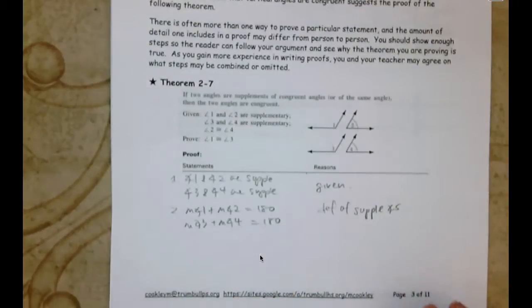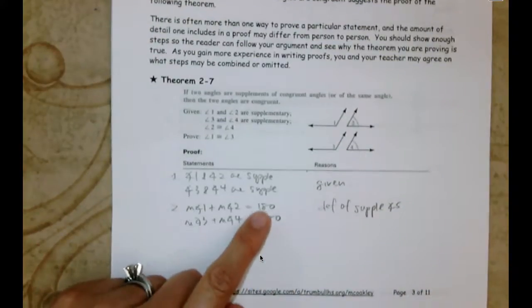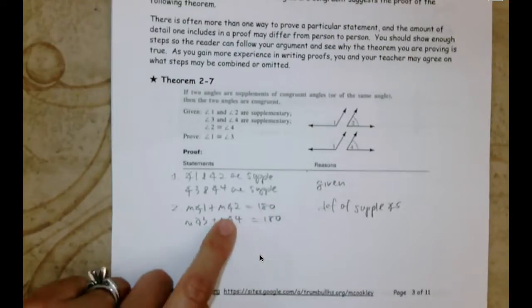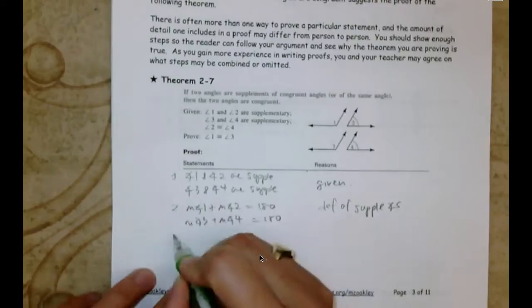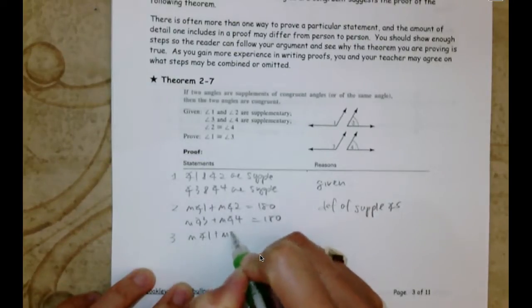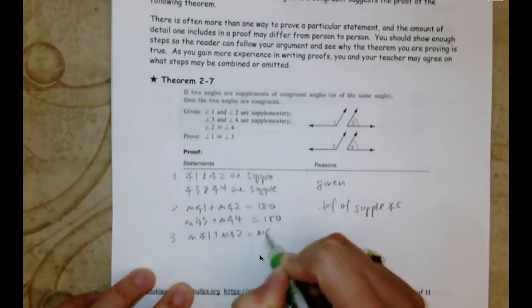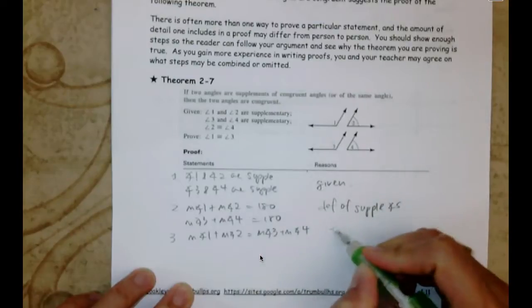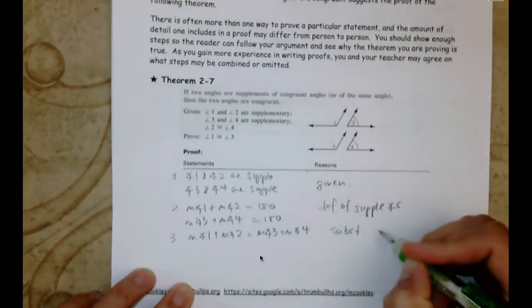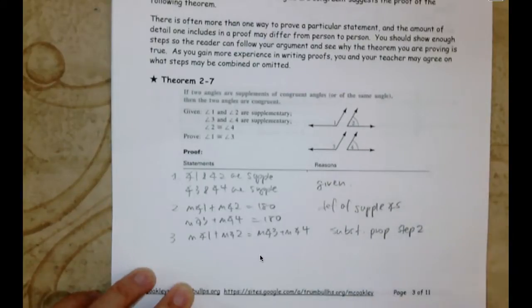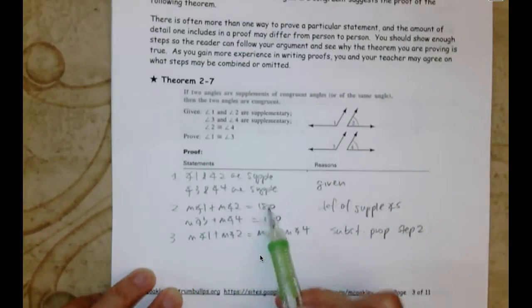So it's the definition of supplementary angles. Okay. And then since these are both equal 180, you can combine them. You can substitute this into here, right? So let's do that. Measure of angle 1 plus measure of angle 2 equal measure of angle 3 plus measure of angle 4, and that's substitution property, step 2. Okay, this goes into here.